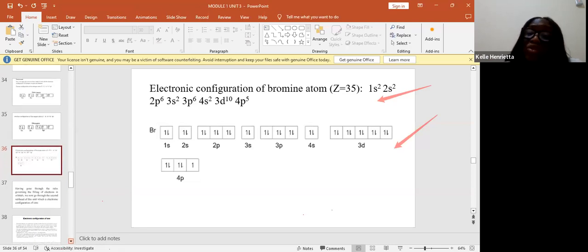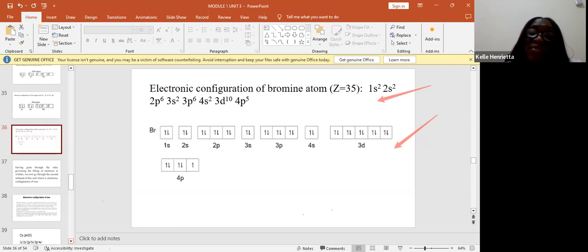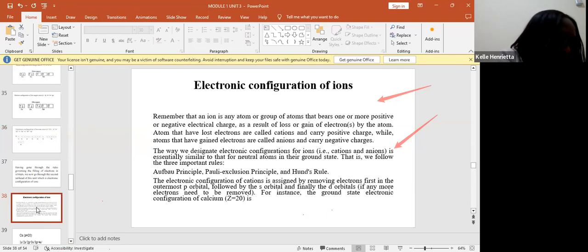Remember I told you that this unit 3 has 3 subheadings. The first one is rules governing the filling of electrons. Now we use those rules to write the electronic configuration of atoms of an element. We want to look at the electronic configuration of ions. From our O level, we have an idea what ions are. We know that ions are either cations or anions, and that cations have positive charge and are formed when an atom loses electrons. Then the anions, the ones that have negative charge, are formed when atoms of an element gain electrons.